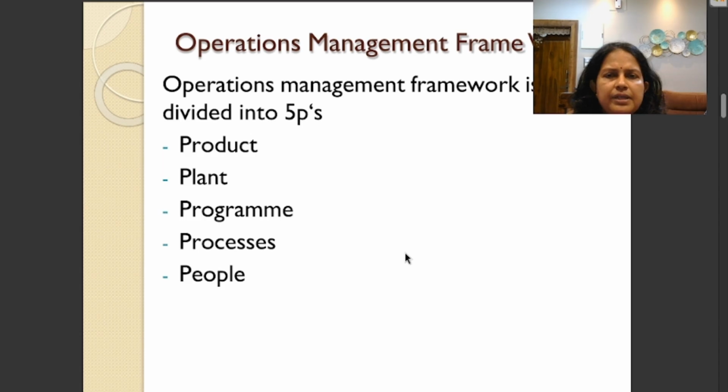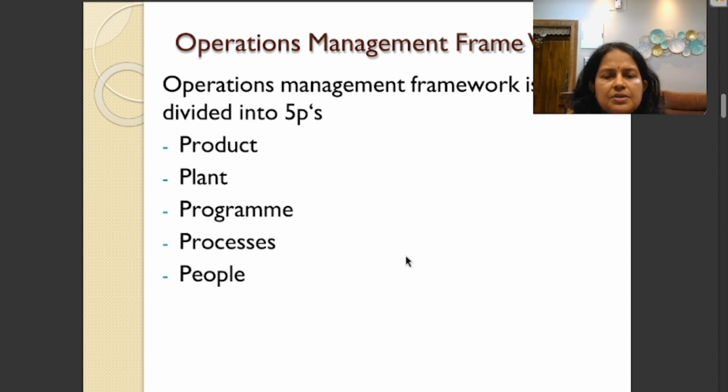The operations management framework deals with 5 P's. It is divided into 5 P's. First is product. We have to concentrate on the product, on the design of the product, how the product will look. This is the first P, the product. Second is plant. Plant is the plant location and layout of the plant. Third one is program. Program is nothing but the timetable, how we are going to manage the total production system for the operations framework.